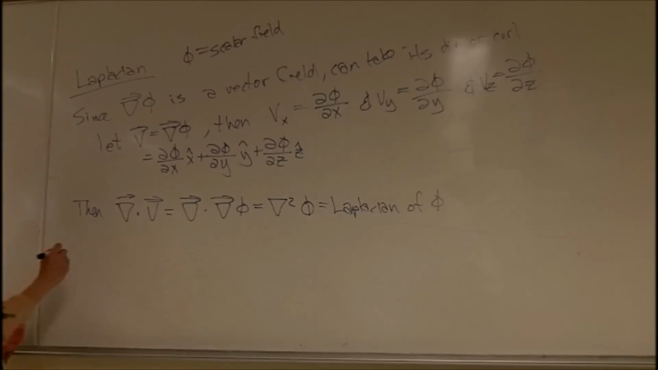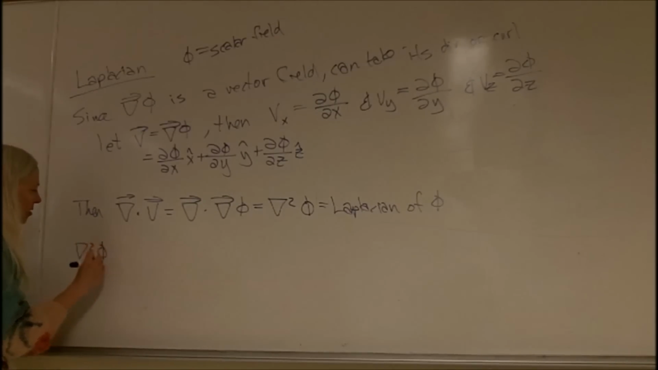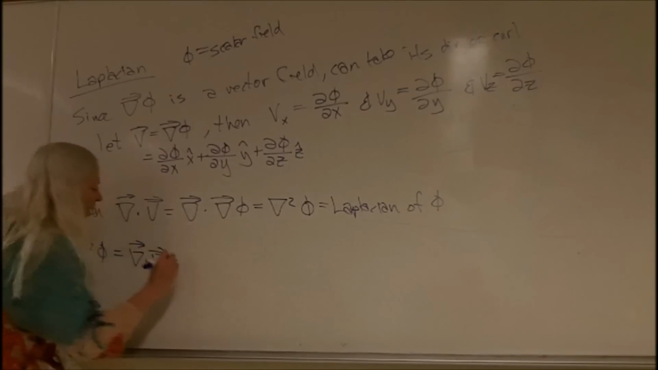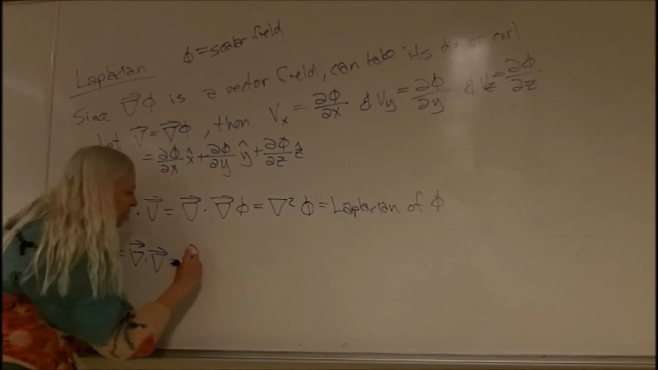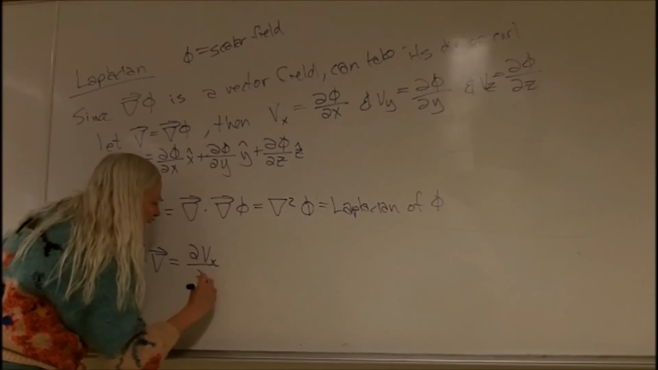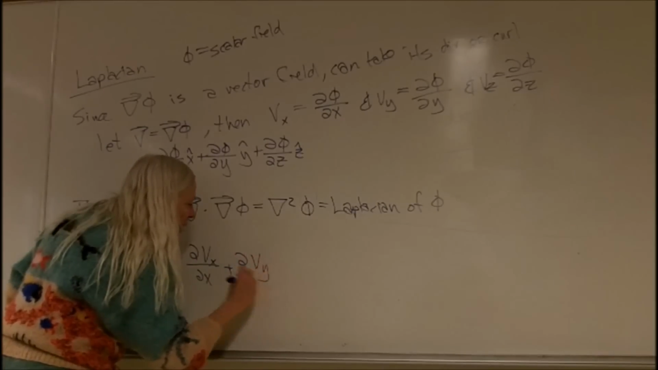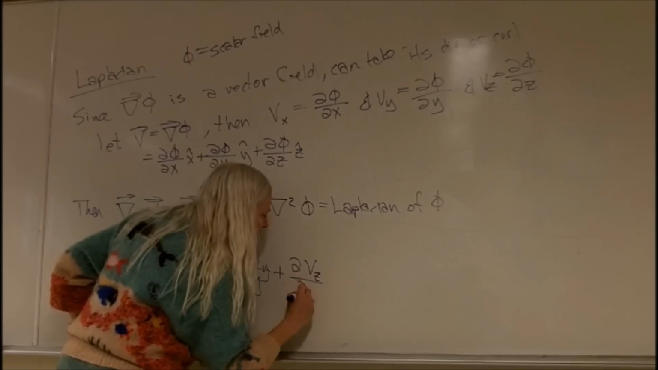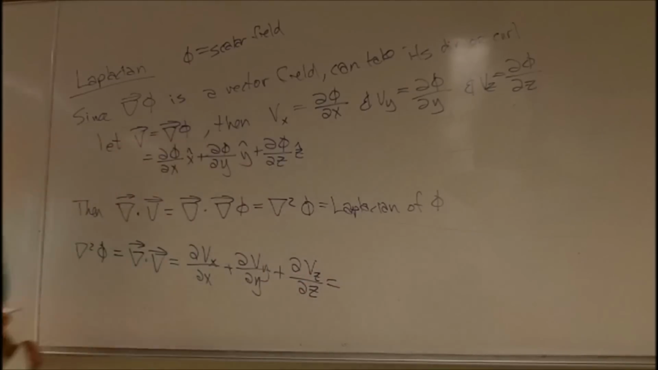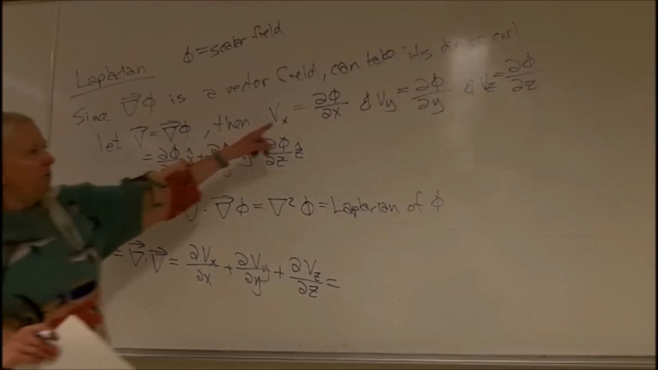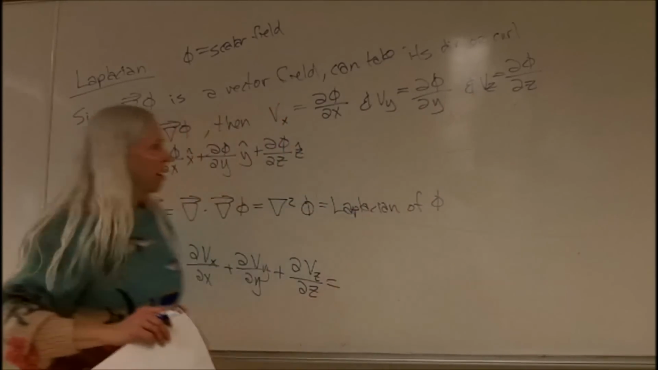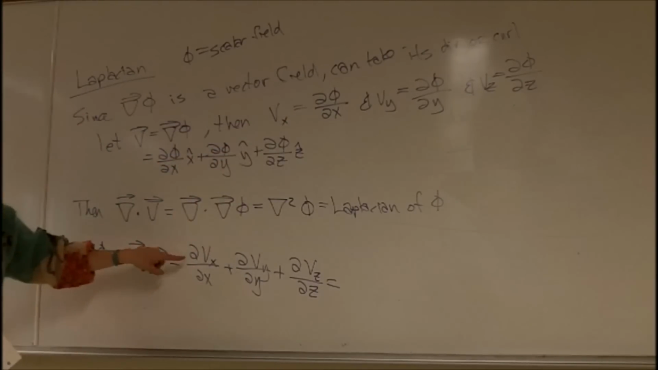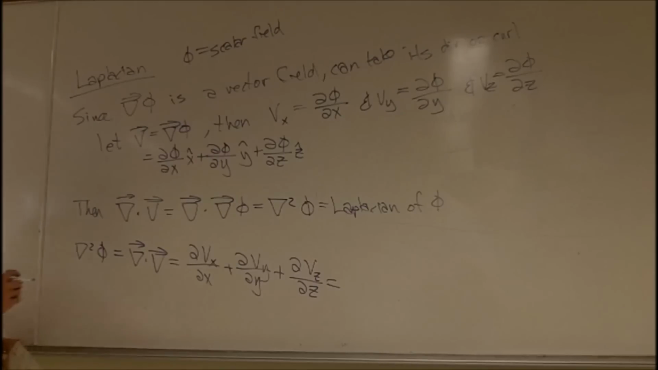So the Laplacian of phi, or in other words, the divergence of V, well, by the definition of divergence, this is the derivative of V sub x with respect to x, plus the derivative of V sub y with respect to y, plus the derivative of V sub z with respect to z. But now, since we know what Vx, Vy, and Vz are from up here, let's plug those back in. The V sub x was already d phi dx, and now we're going to take that and differentiate it with respect to x again.